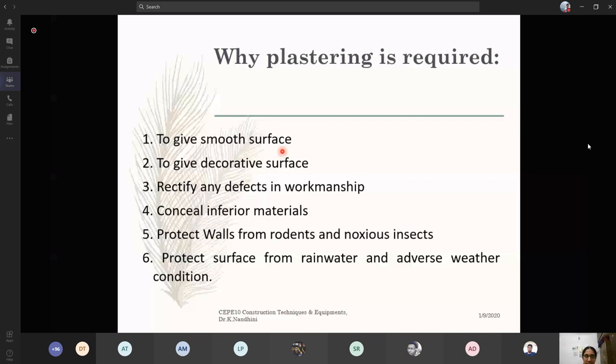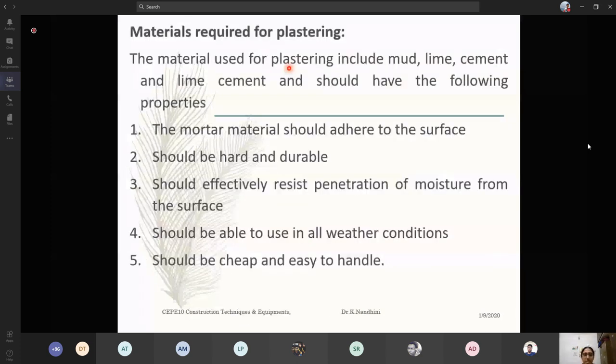Plastering is also done to rectify any defects in workmanship, conceal inferior materials, protect walls from rodents and noxious insects, and protect the surface from rainwater and adverse weather conditions. What are the materials we are using for plastering? What materials will you be using?